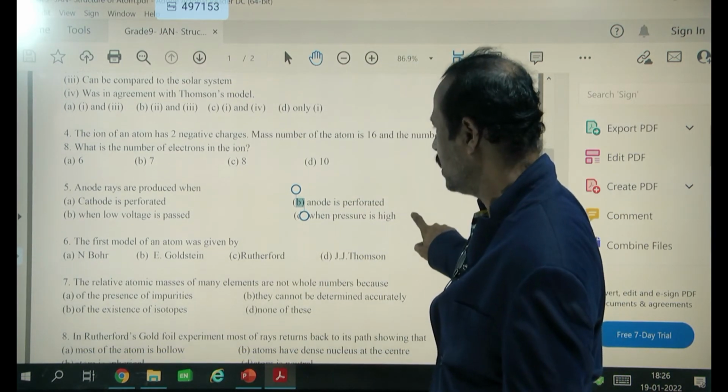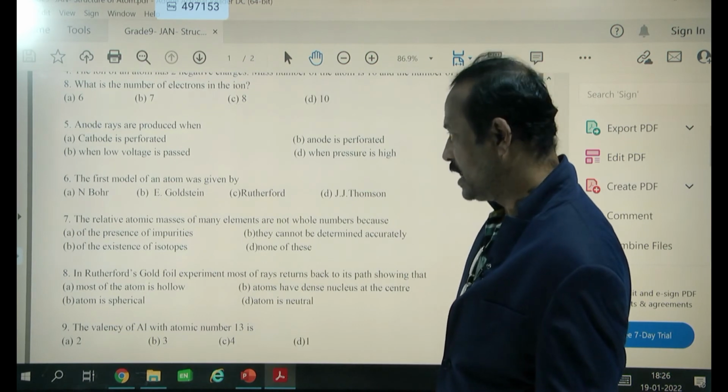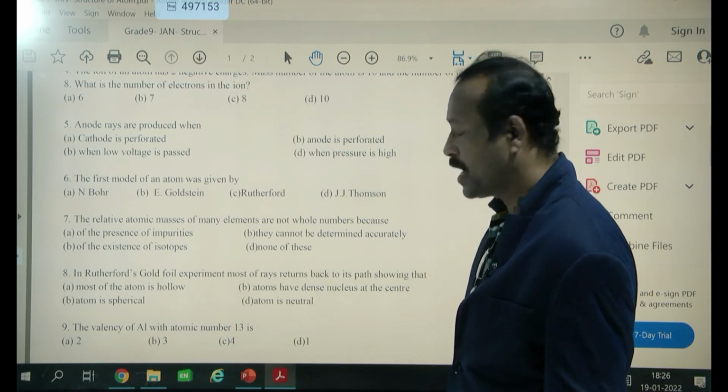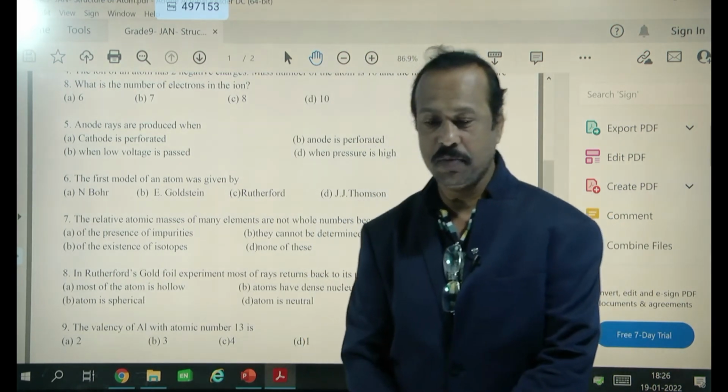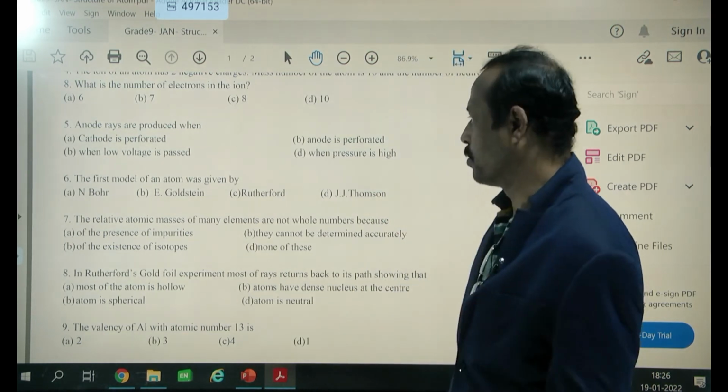Okay. Now, the first model of the atom was given by Niels Bohr, Goldstein, Rutherford, or Thomson. Who gave the first atomic model? J.J. Thomson. Very good. J.J. Thomson gave the first atomic model.